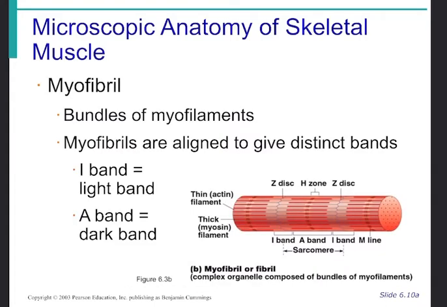Now to the next slide, we have myofibrils. Myofibrils are a bundle of myofilaments. Also, they are what perform muscle contraction. So anytime you contract your muscle, all those little myofibrils are working together to contract your muscle. But myofibrils are aligned to give distinct bands. Like here you have the I band, which is the light band, and the A band, which is the dark band.